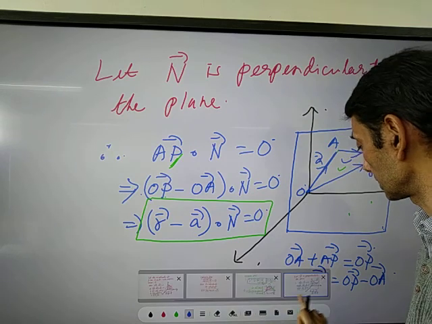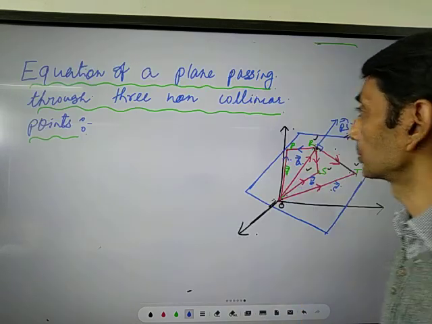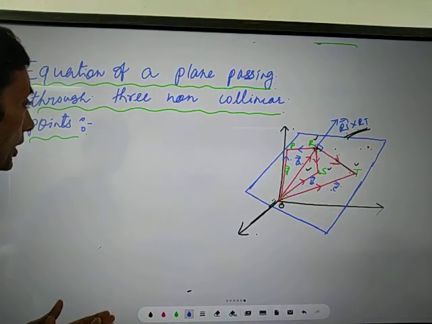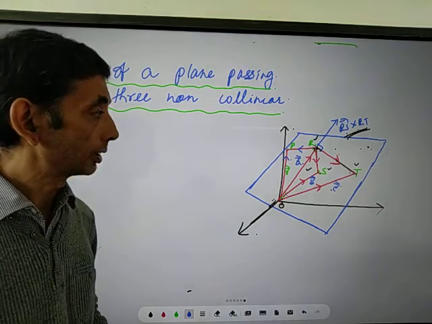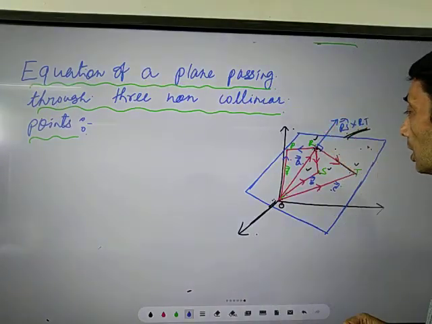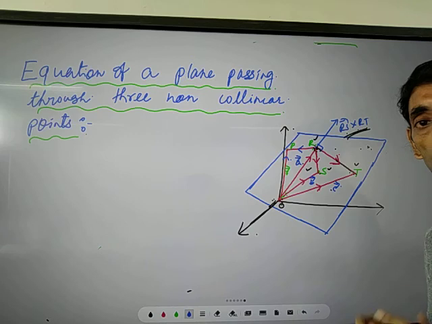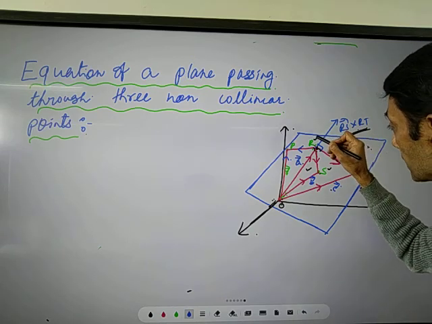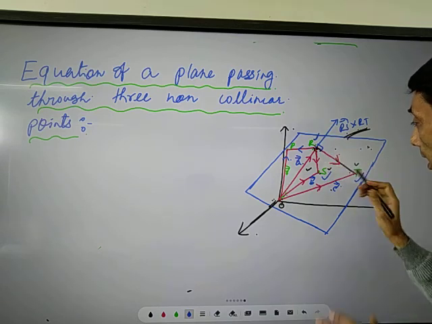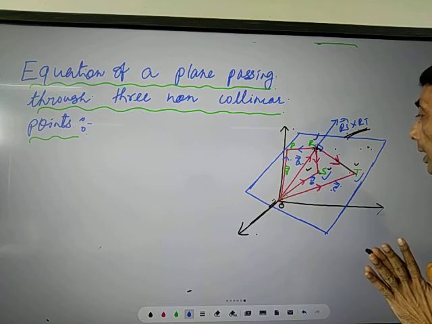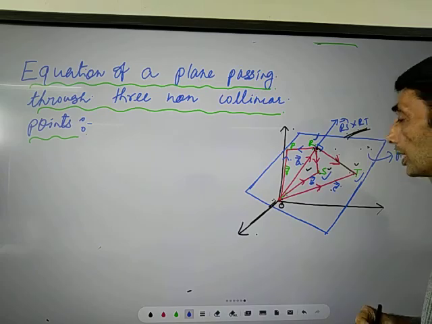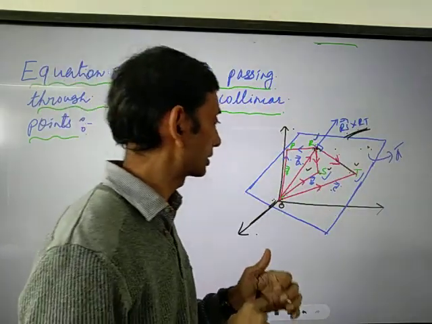we'll move to the last concept. What is the concept? The equation of a plane passing through three non-collinear points. This is another very, very important theory for your class. Let us consider three non-collinear points, R, S, and T. Now we need to find the equation of the plane which passes through these three non-collinear points.